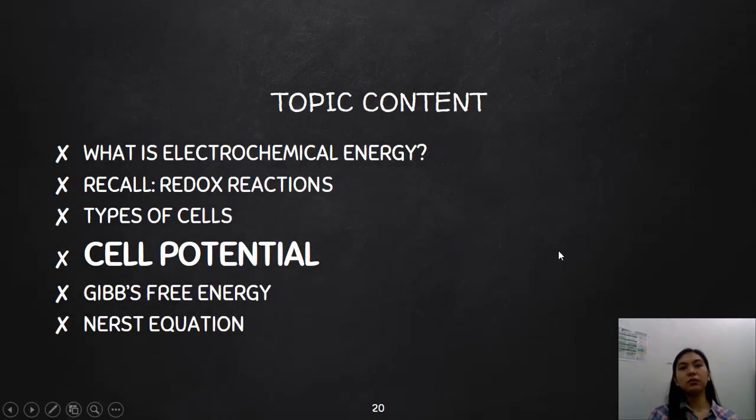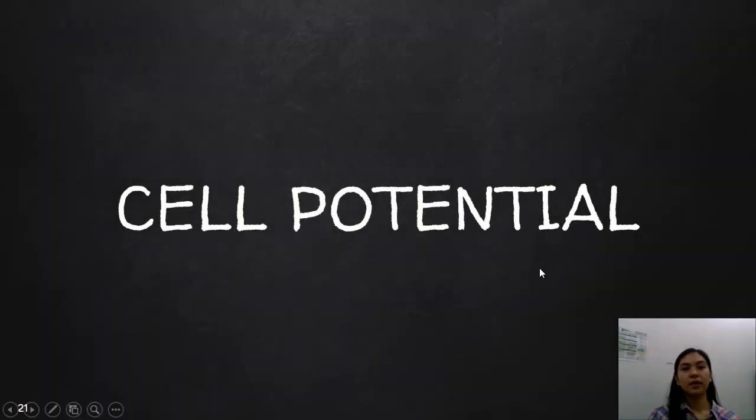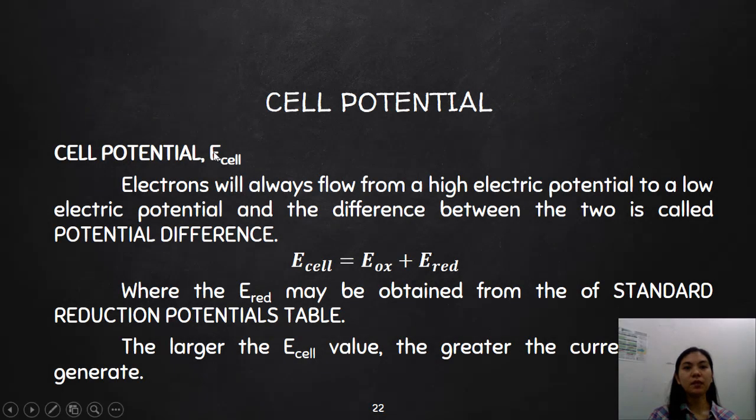So going now to the next topic, your cell potential. So how do we know? Parang paano ba natin nakakalculate yung energy na kayang i-produce ng isang cell? So these three topics will actually show how we get to calculate the volts or the joules or the energy associated with a galvanic or a voltaic cell. So let's go to the very first one. We call it your cell potential.